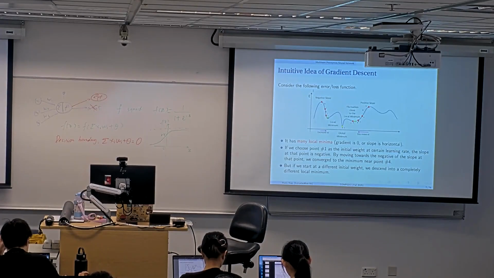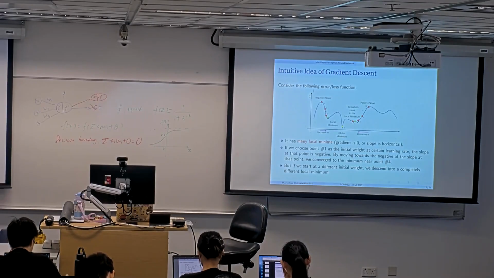Note that at this moment, the slope is negative. Because we want to minimize the error E, we should go in the negative direction of the slope at that point. So we should go this way. Possibly the next step, we will go to point 2, and then point 3, because we always follow the direction of minimizing the error E. And then possibly point 4. And then we stop because we reach some local minimum.